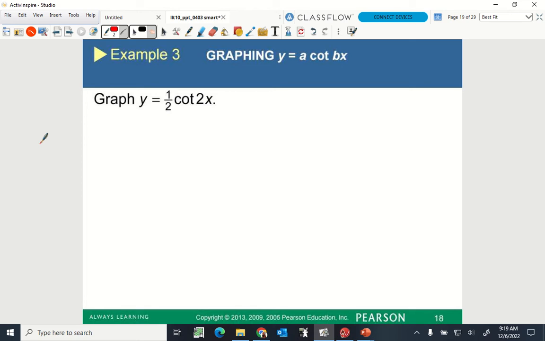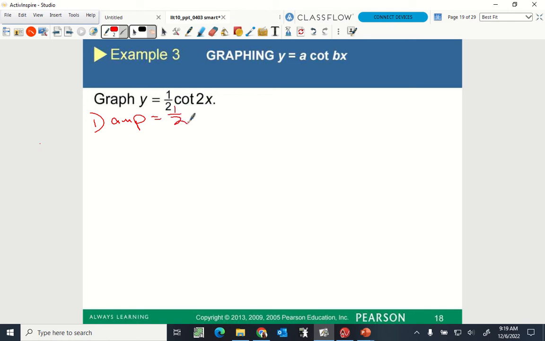So, step one. Someone back up a little bit. What would be the step one to these? Amplitude. Thank you. What's the amplitude here? 1/2.